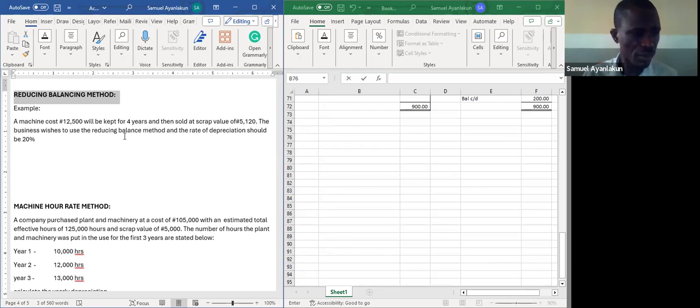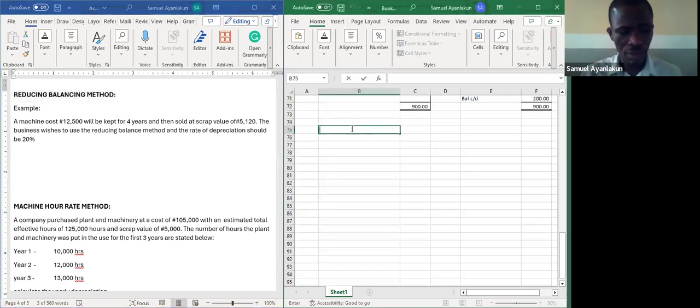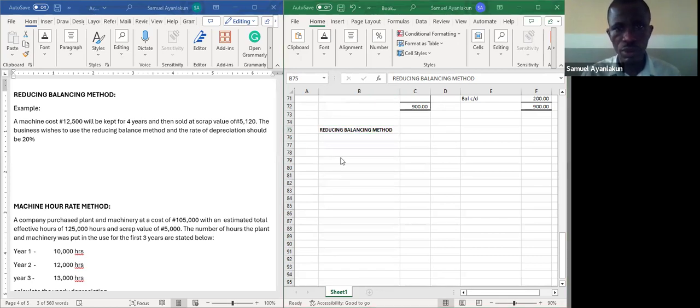Normally, you know that. So we are doing the reducing balance method. Can you hear me? The reducing balance method.